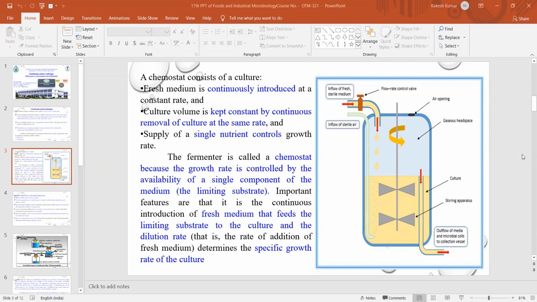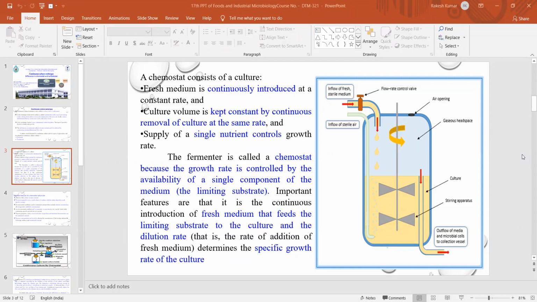And the supply of a single nutrient controls the growth rate. So these are the main things happening in a chemostat. And the fermenter is called a chemostat because the growth rate is controlled by the availability of a single component of the medium, and that is known as the substrate. And the important features are that it is the continuous introduction of fresh medium that feeds the limiting substrate to the culture, and the dilution rate.